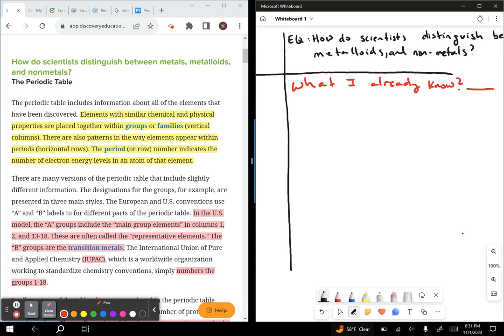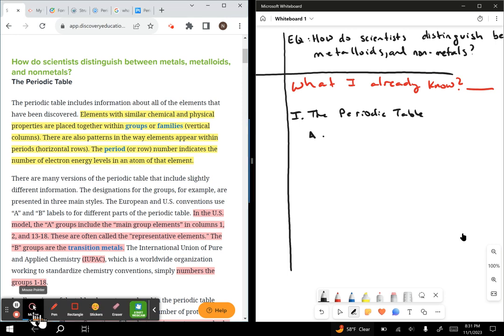After you've done that, now we can go ahead and write the periodic table. It can be organized in 2 ways. Elements with similar chemical and physical properties are placed together within groups, aka families, and these are the vertical columns, right? There are also patterns in the way elements appear within periods. The periods are your horizontal rows. We call them rows.